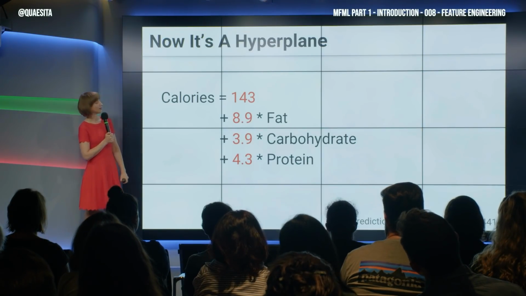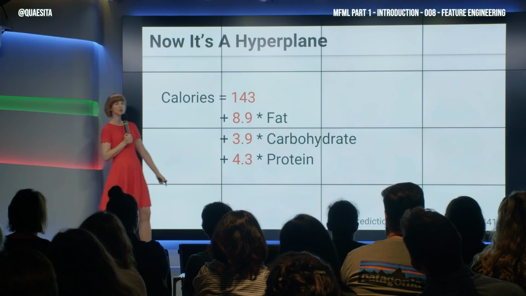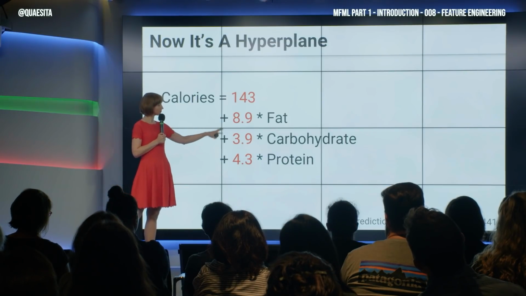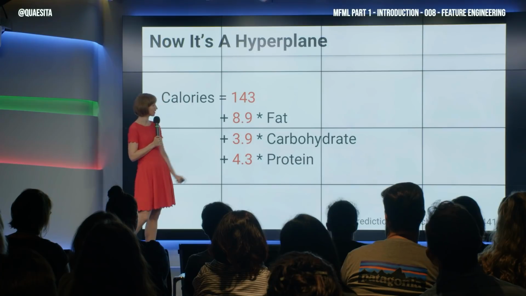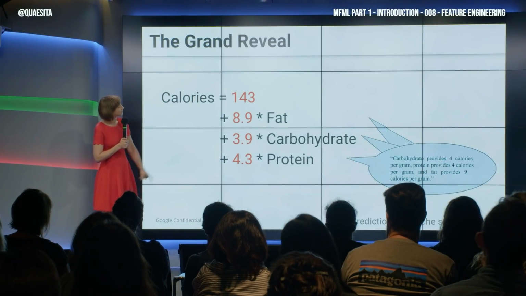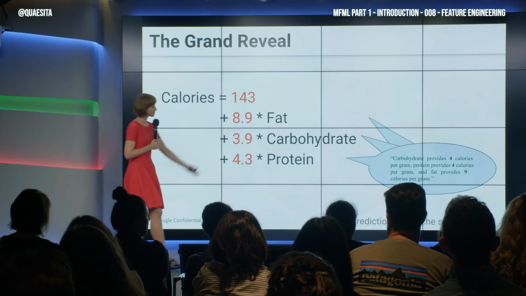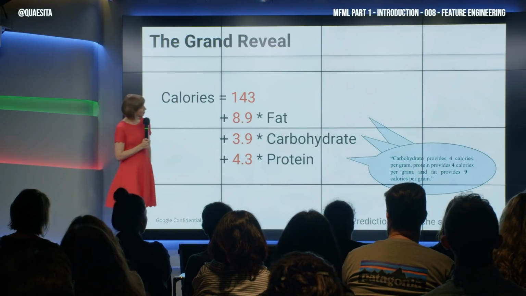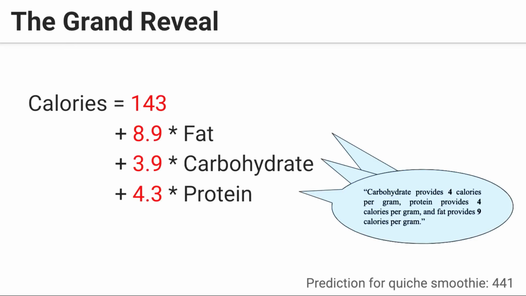And there you go. How did we do? 9, 4, 4, something like that. Looks pretty good to me. FDA, by the way, confirms what you say. This is a quote from their website. Carbohydrate provides 4 calories per gram, protein 4, and fat 9. So very good general knowledge.